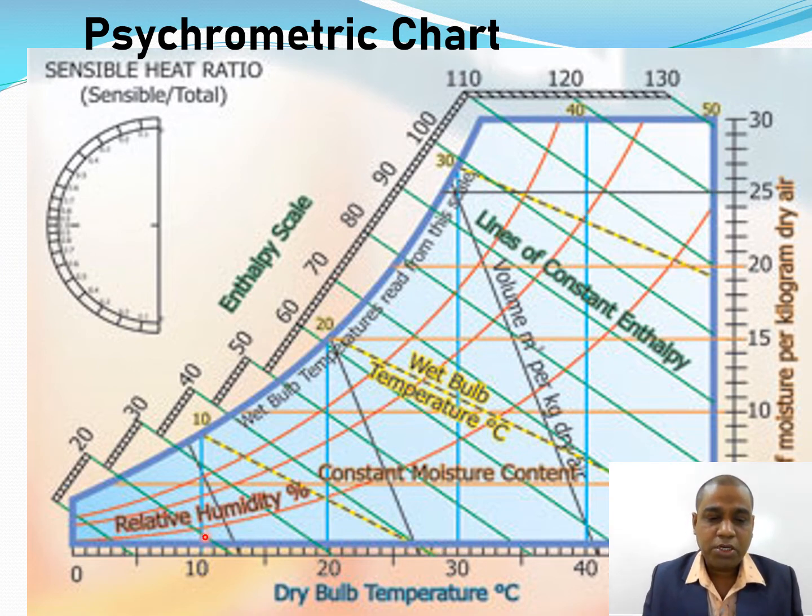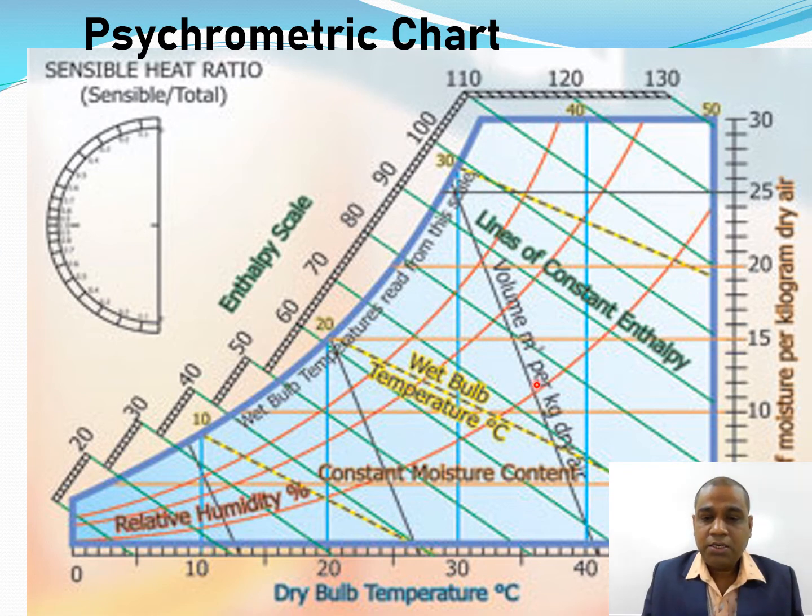For example, this line is 20% relative humidity. That means here also relative humidity is 20%, here also relative humidity is 20%, at the extremity top the relative humidity is also 20%. That means the total relative humidity line is 20%.